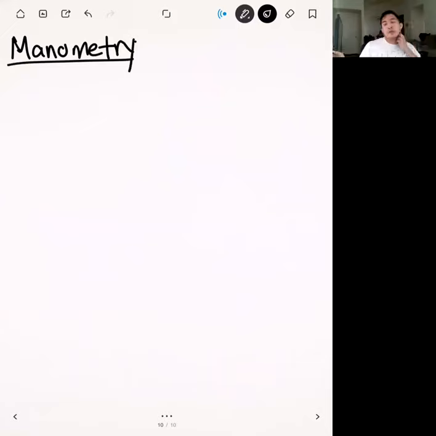Okay. And so manometry was the first application that we saw for our hydrostatics. This took place just after we derived that equation for how pressure varies in a static fluid. And the idea with manometry is to use these pressure variations in order to measure pressure differences.